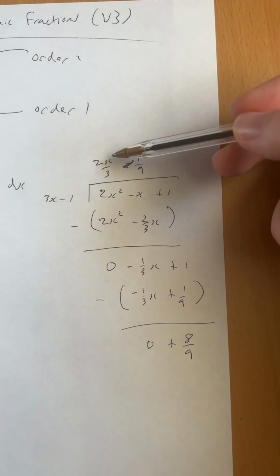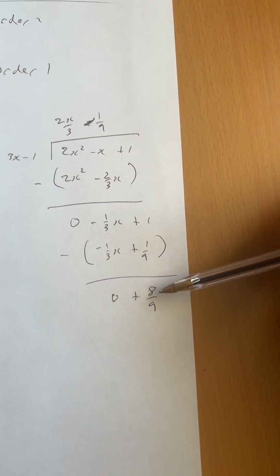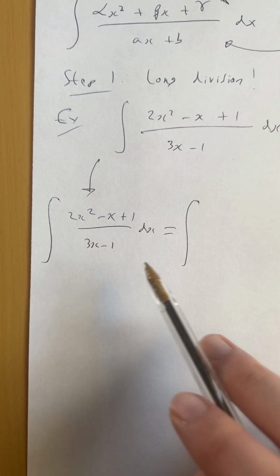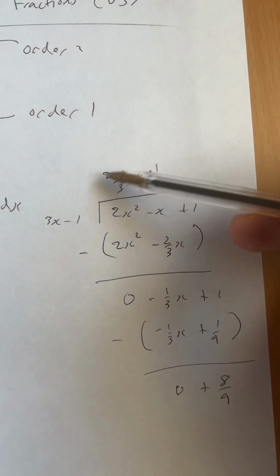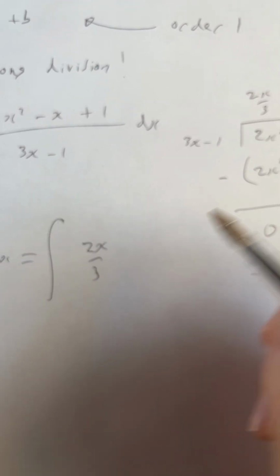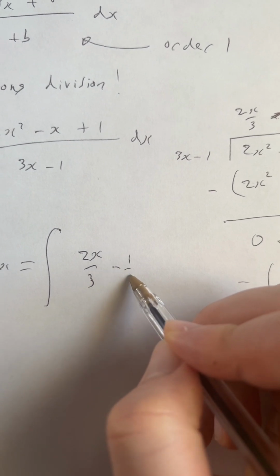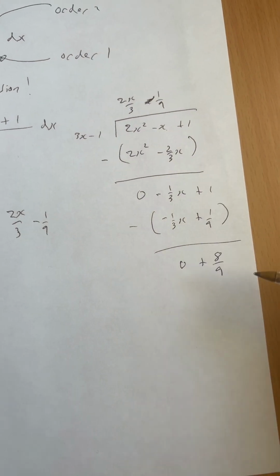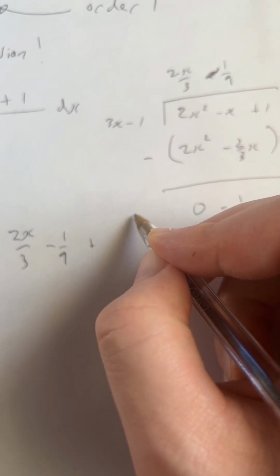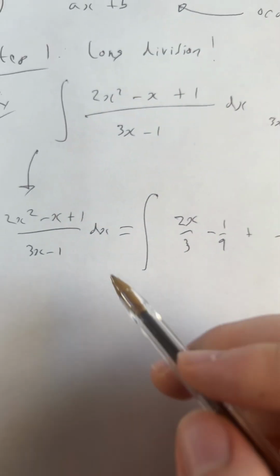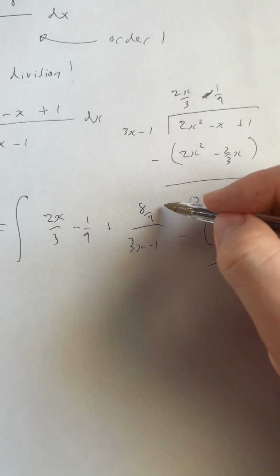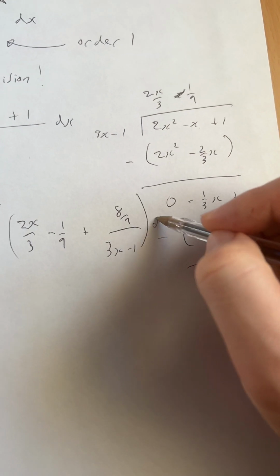So our quotient is 2x over 3 take away 1/9, and our remainder is 8 over 9. So 2x squared take away x plus 1 divided by 3x minus 1 is going to be equal to our quotient, which is the result we get when we divide, so 2 over 3 x take away 1 over 9, and then plus the remainder over the divisor. Remainder is 8 over 9, so add on our remainder divided by the divisor, 3x minus 1. And this is all with respect to x.